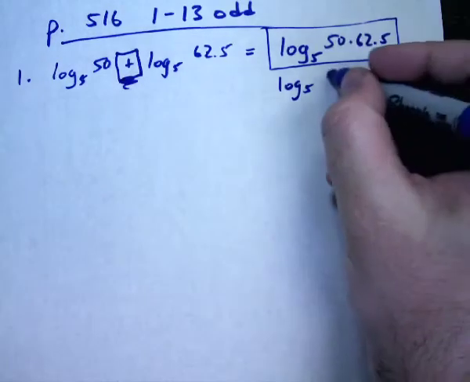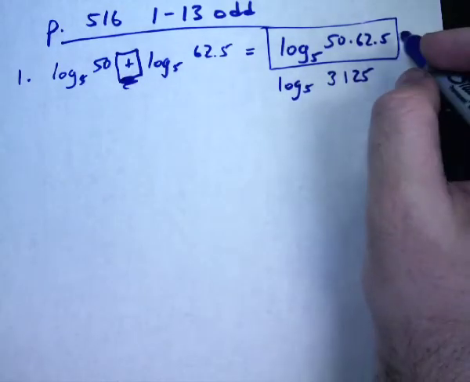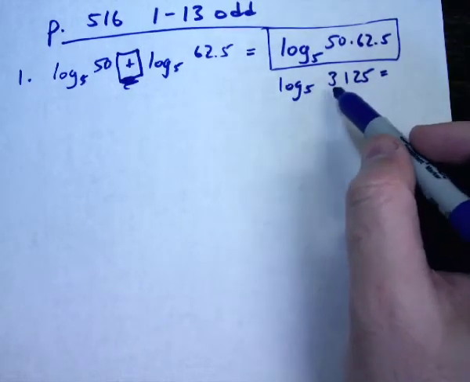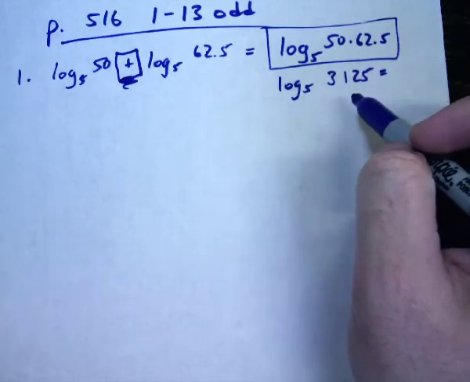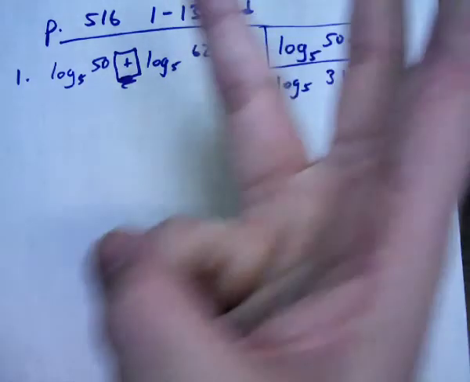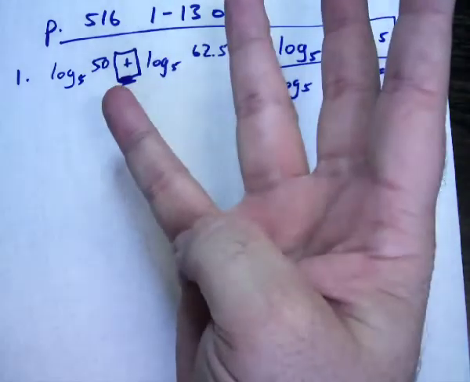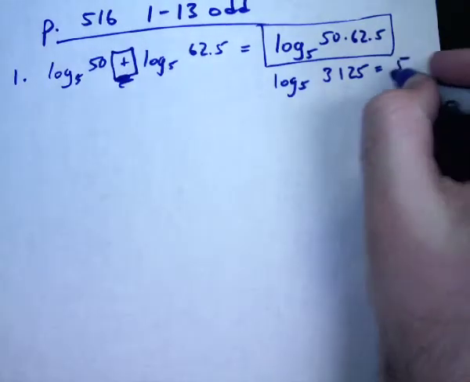3,125. Oh, and that's kind of cool because 5 to some power is 3,125. So 5 times 5 is 25, times 5 is 125, 625, 3,125. So this is 5 to the 5th power.